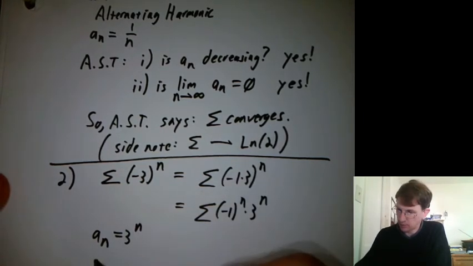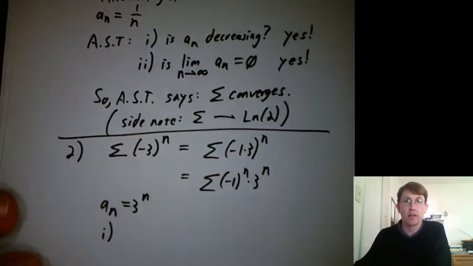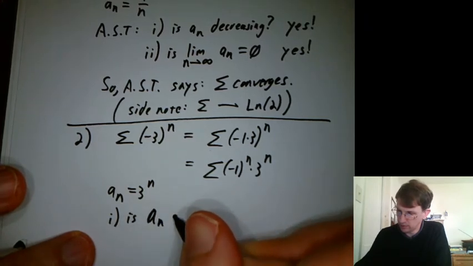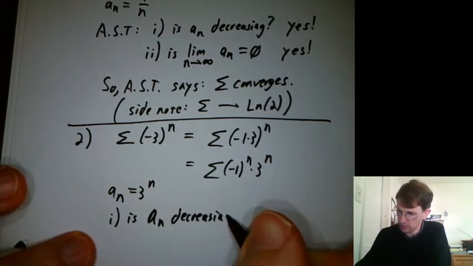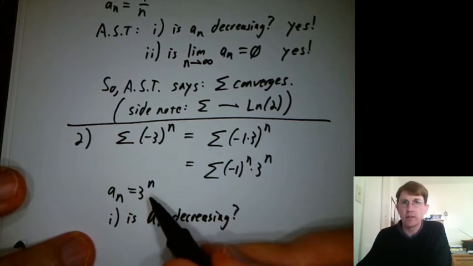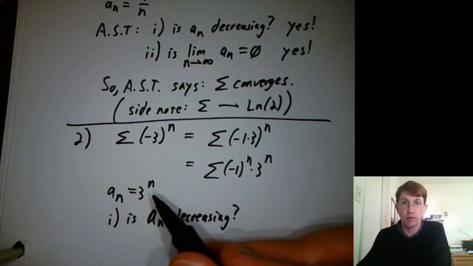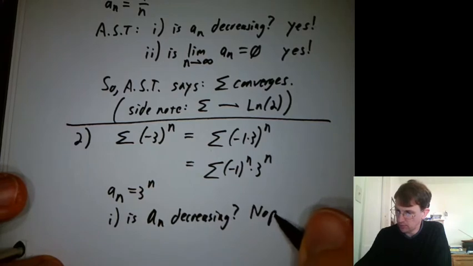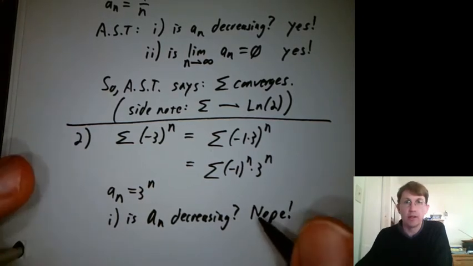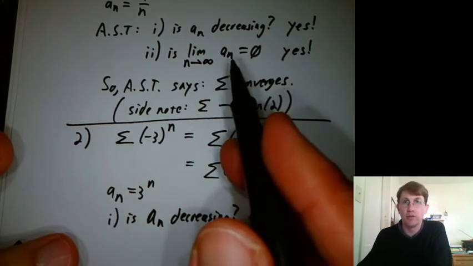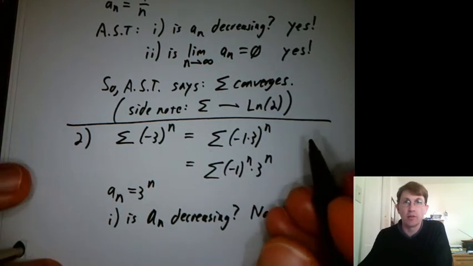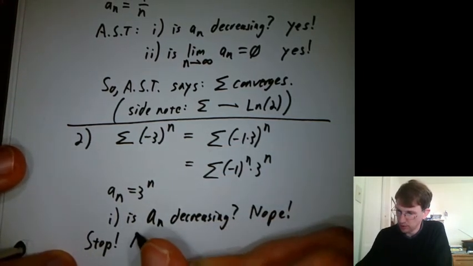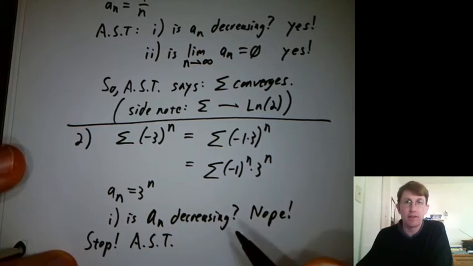Yes. Part 1 of the alternating series test would ask, is a sub n decreasing? Is 3 to the n decreasing as n increases? No, it's increasing quite quickly, right? It goes 3, 9, 27, 81, etc. So that's not decreasing, so we don't even need to ask part 2. In fact, that limit's also not 0. So what can we say from the alternating series test? We'd say stop. The alternating series test is inconclusive.